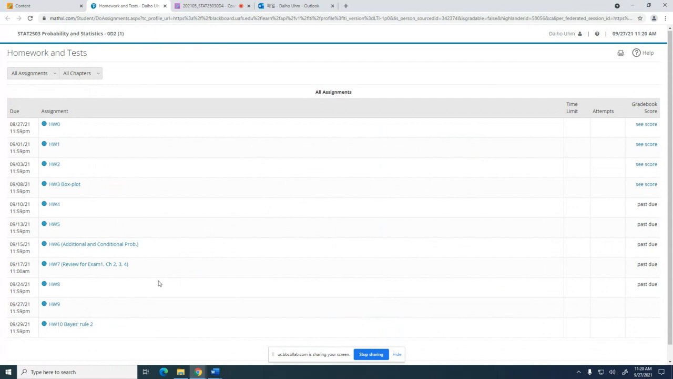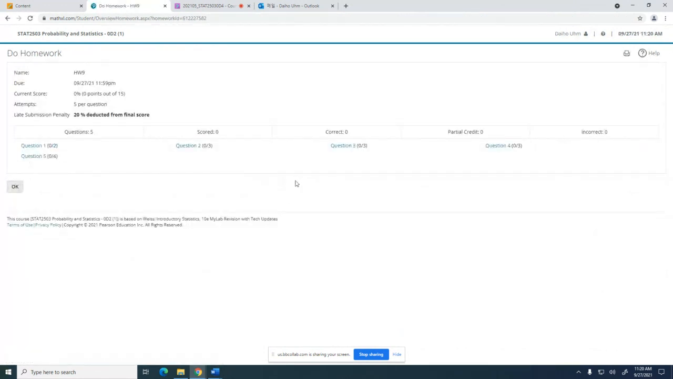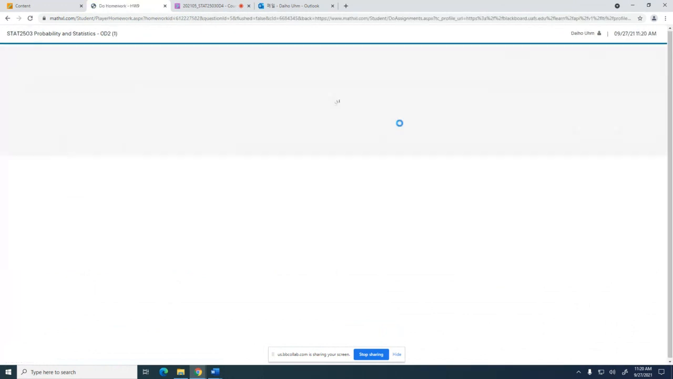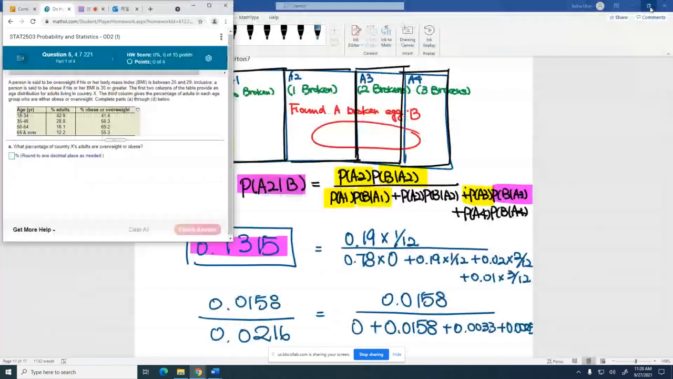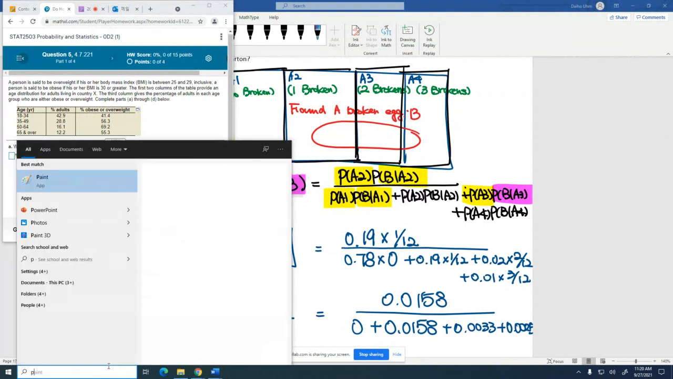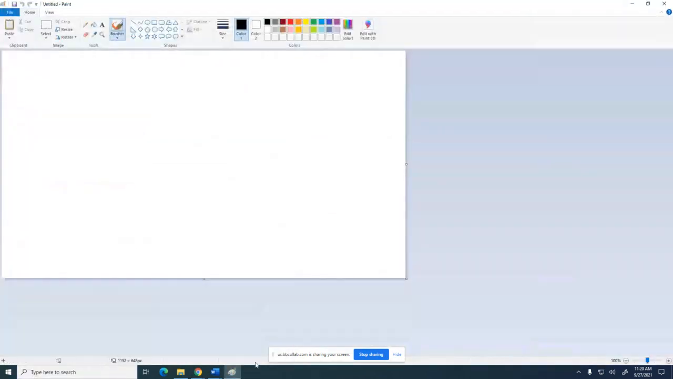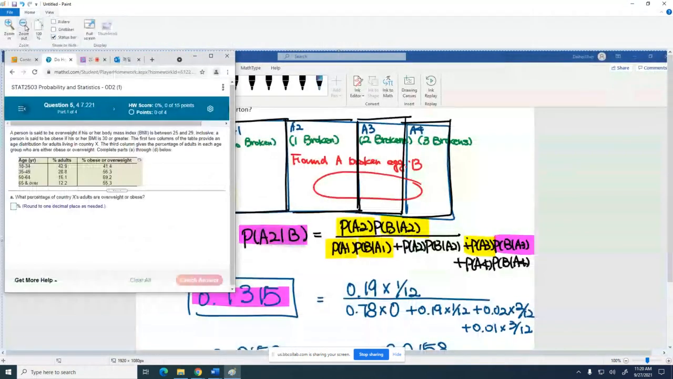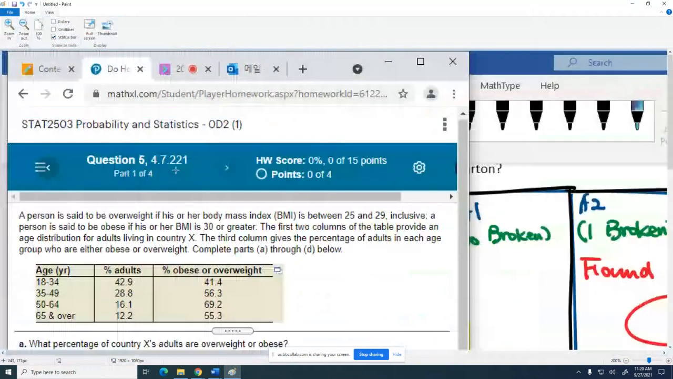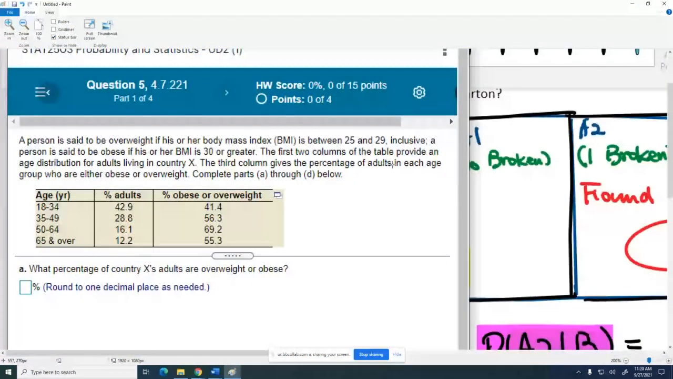So I want to pick one of the questions from the homework, number 5 from homework number 9. Number 9 is due tonight. Okay, here's number 5 in homework number 9.